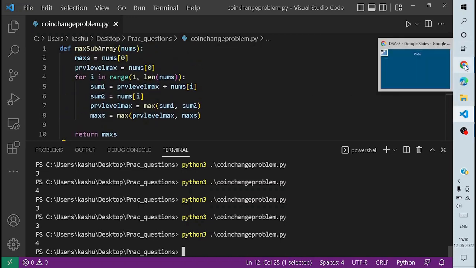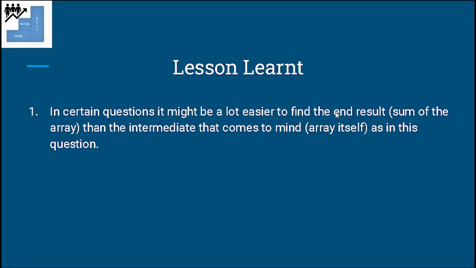And yeah, the lesson learned in this question was that in certain questions it might be a lot easier to find the end result, which in this question was the sum of the subarray. The intermediate that comes to mind is that we are given an array, but first we have to find the subarray, and then we'll sum the elements of that subarray to find the sum. But what we saw here is that we directly calculated the sum. Though the algorithm could be modified to find the subarray, we easily found the sum without keeping track of which elements are included in the array, right?